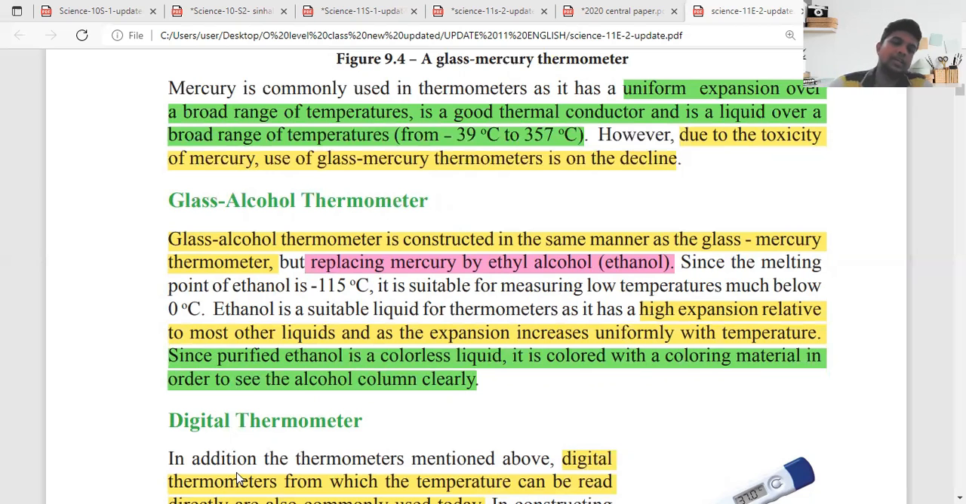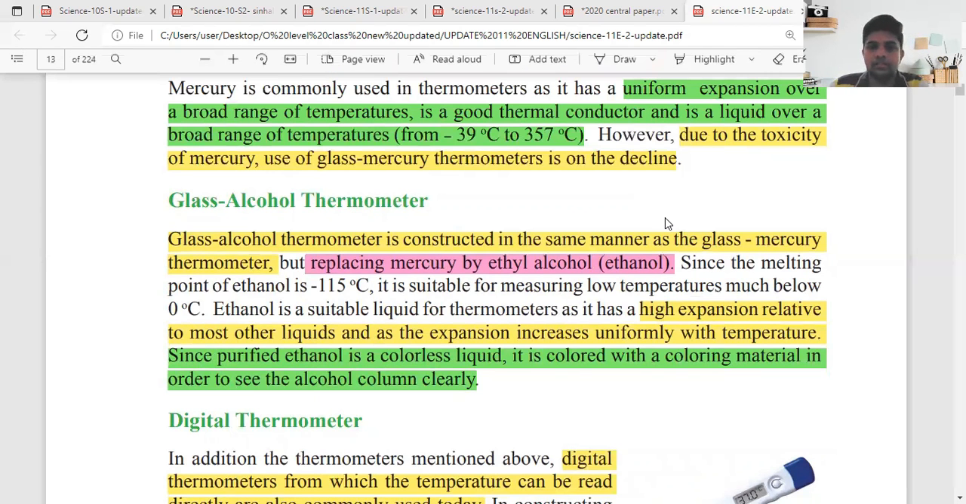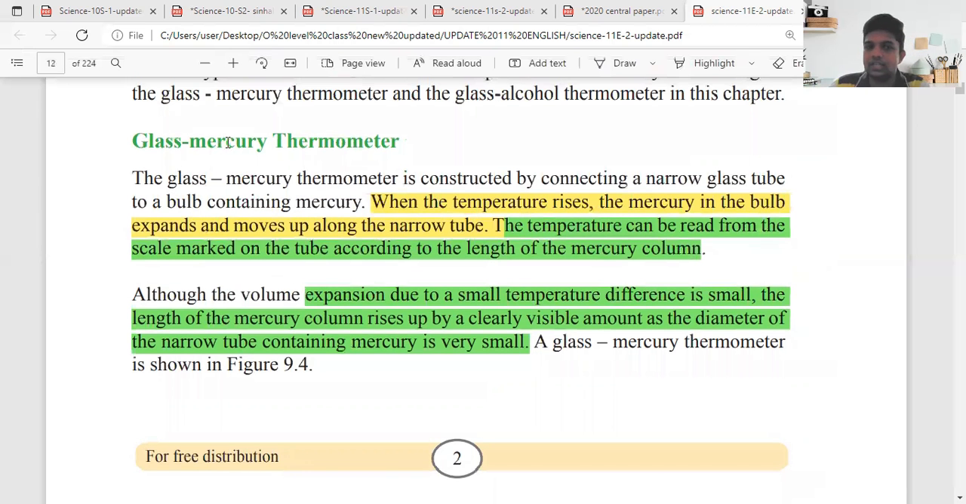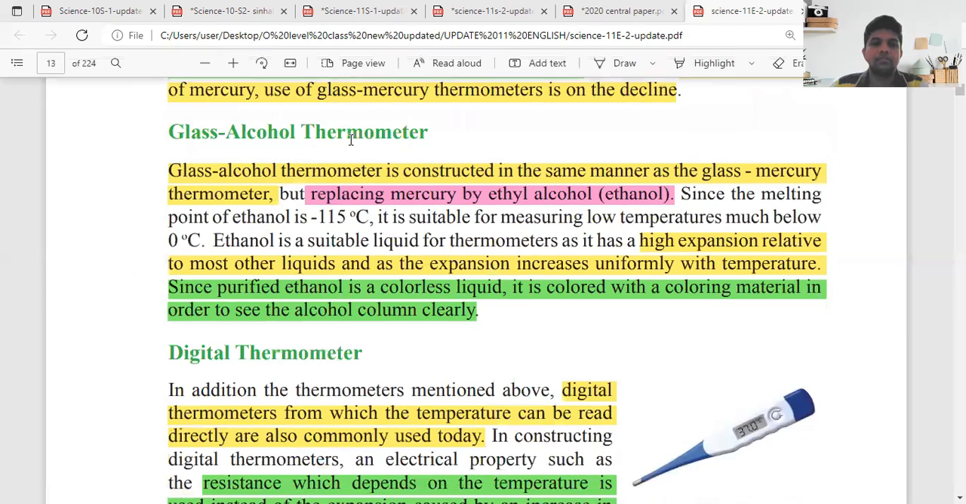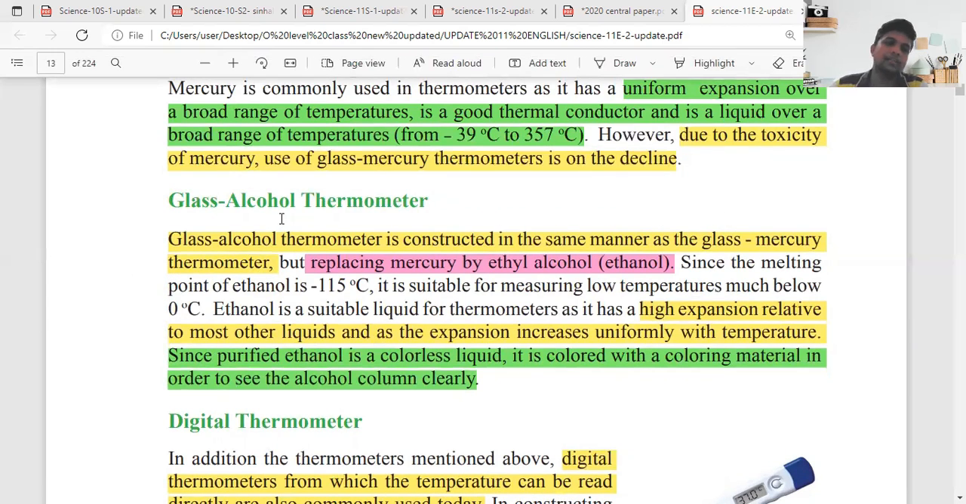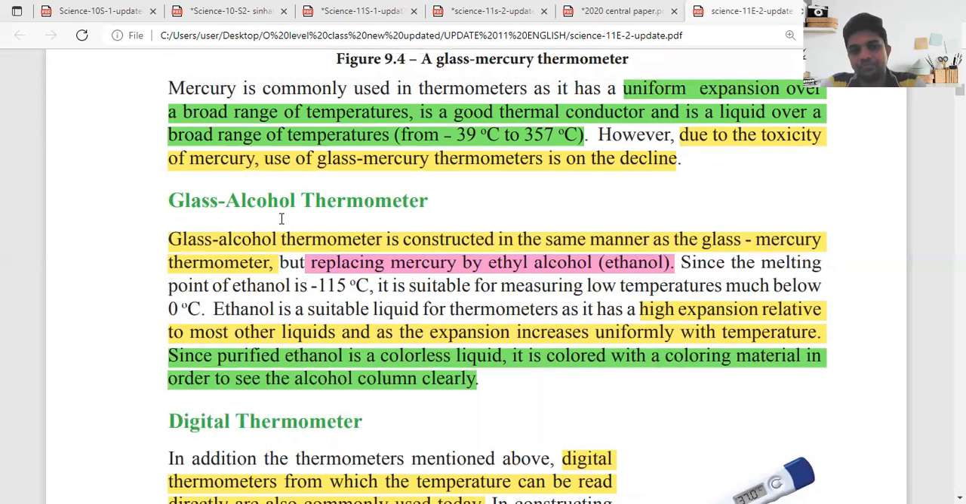We gave the name based on the liquid. Previously we used mercury, that's why we call it glass mercury thermometer. Now the liquid is alcohol, so we call it glass alcohol thermometer. Let's read it first.